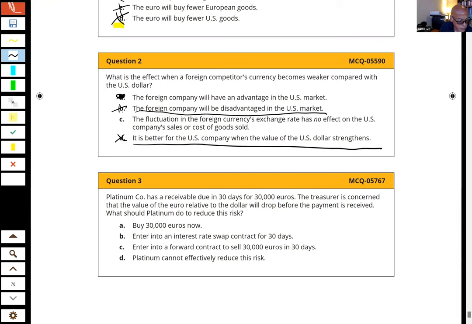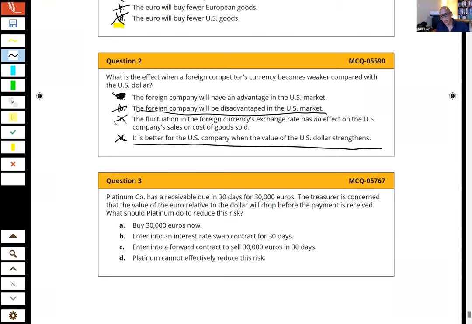So that means it'll take more foreign currency to do what? To purchase US dollars. That's going to make what? That's going to make US products higher. And if it's taking less dollars to get foreign currency, that's going to make what? The foreign product cheaper. So the foreign company will have what? An advantage in the US market, choice A. And C was the opposite of that.